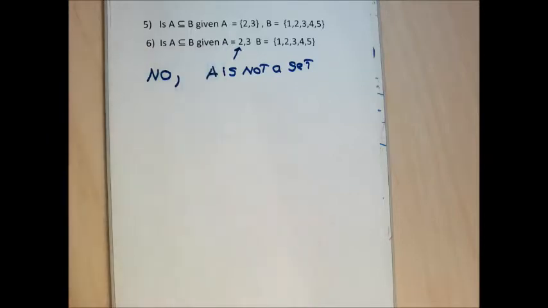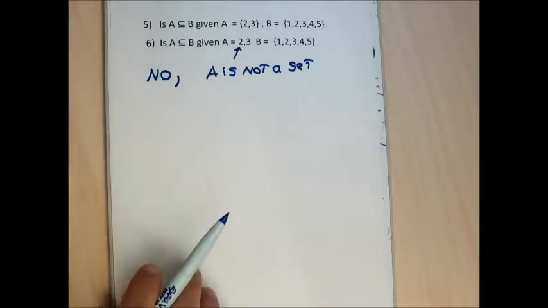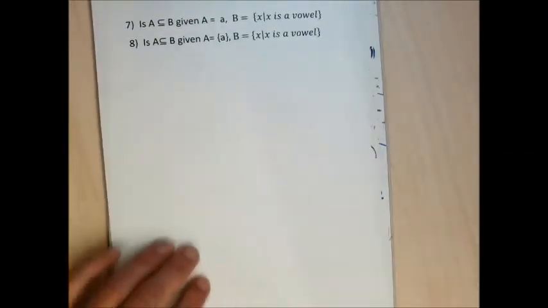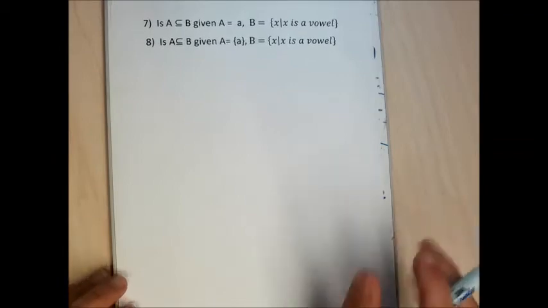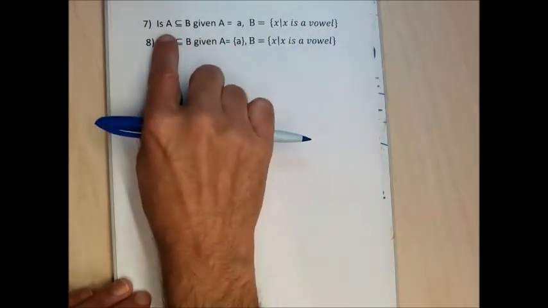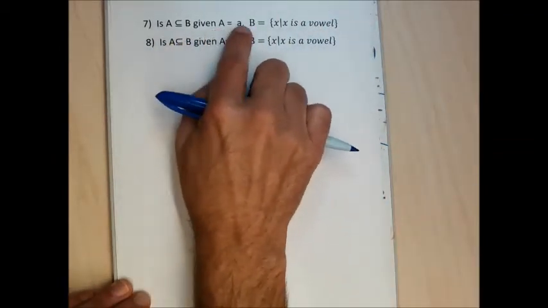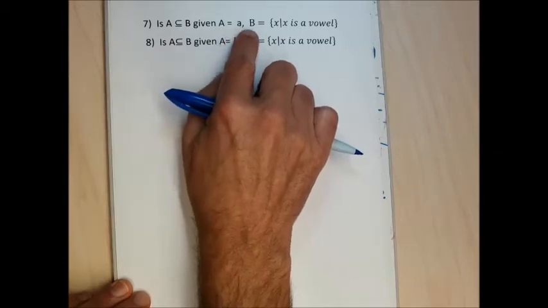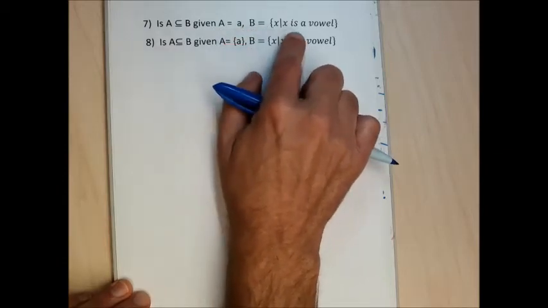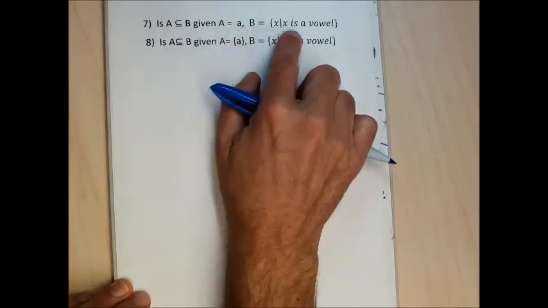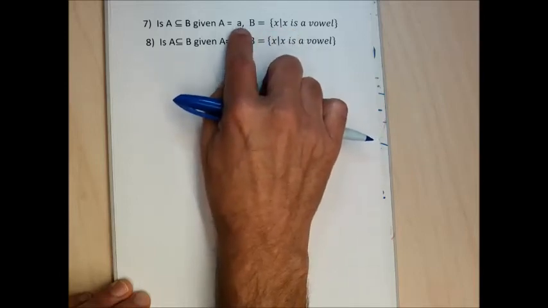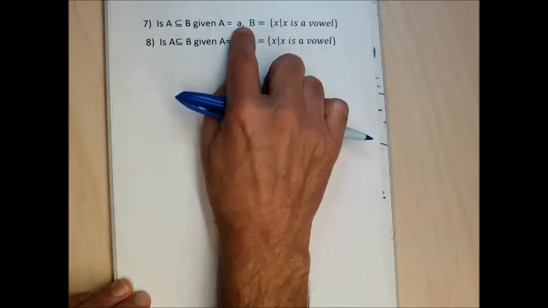Your question 5 is similar but different. On the next page, when you go to do number 7, is A a subset of B, given A equals the letter A and B equals the set of all X such that X is a vowel, you're going to be able to answer yours real quickly, because your set A isn't a set. So you're just going to say no because A isn't a set.